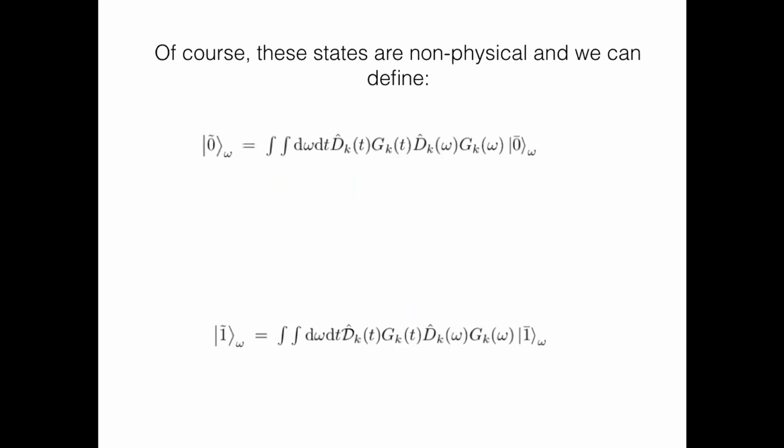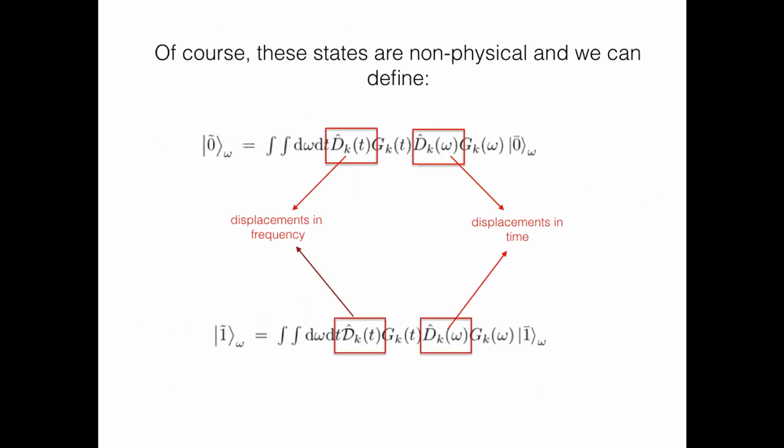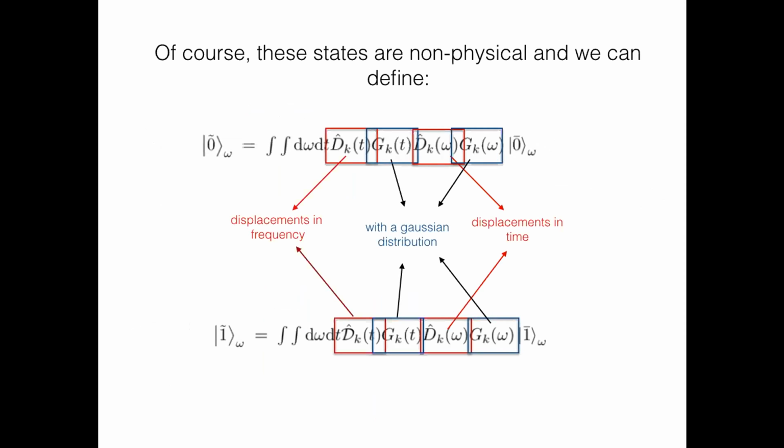And just to fix the notation, we can also define physical states. We start with the ideal state, say, and then we have some displacements in time and frequency with a given distribution that we consider here as being a Gaussian distribution.